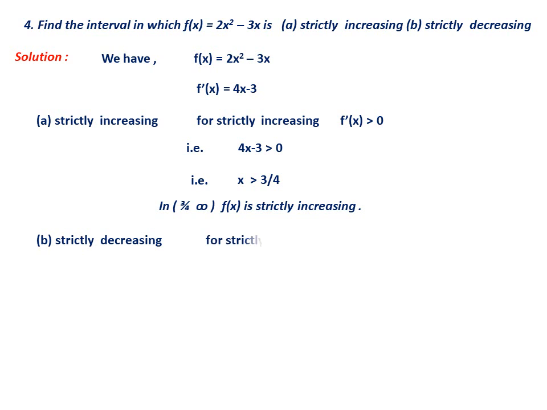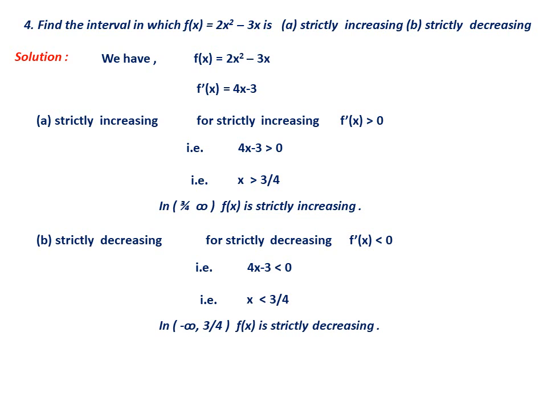That means in the interval 3 by 4 to infinity, f is strictly increasing. Similarly, for strictly decreasing, what is the condition? For strictly decreasing function, f dash x must be negative. That is 4x minus 3 should be negative. Therefore, x should be less than 3 by 4. Therefore, in the interval minus infinity to 3 by 4, f is strictly decreasing function. This is the fourth question.